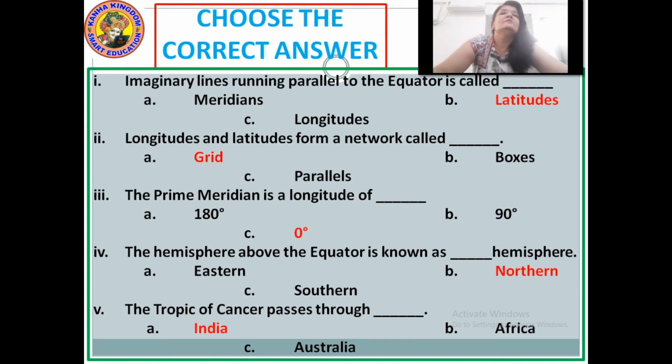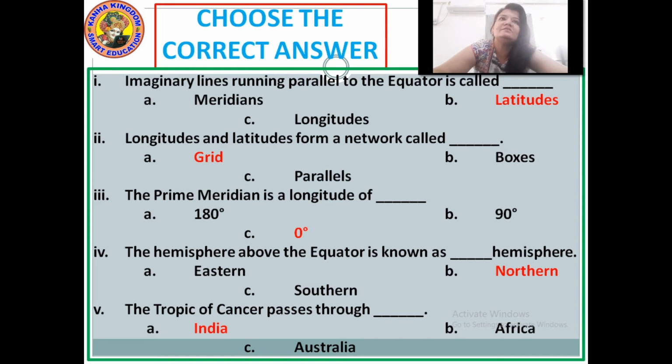So let's start with choose the correct answers. First one: imaginary lines running parallel to the equator are called the latitude, the longitude or the meridian? What are they called? You have to answer that. Option A, meridian, option B, latitude, option C, longitude. The answer is latitudes.